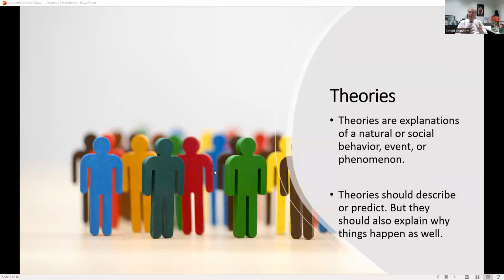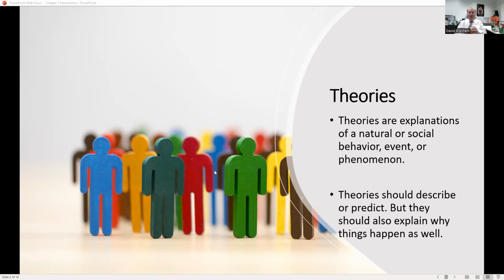Okay, start with theories. Theories are explanations of a natural or social behavior, event, or phenomenon, and theories should be used to describe or predict, but they should also explain things as well. So if you have a theory that just describes something or makes a prediction, there should be some explanation behind it. There should be logical, rational reasoning in displaying the theory. Sometimes you can have a theory that sounds a little outlandish, but then you can put together the steps, the logical sequence, and so forth, and the theory will come out.